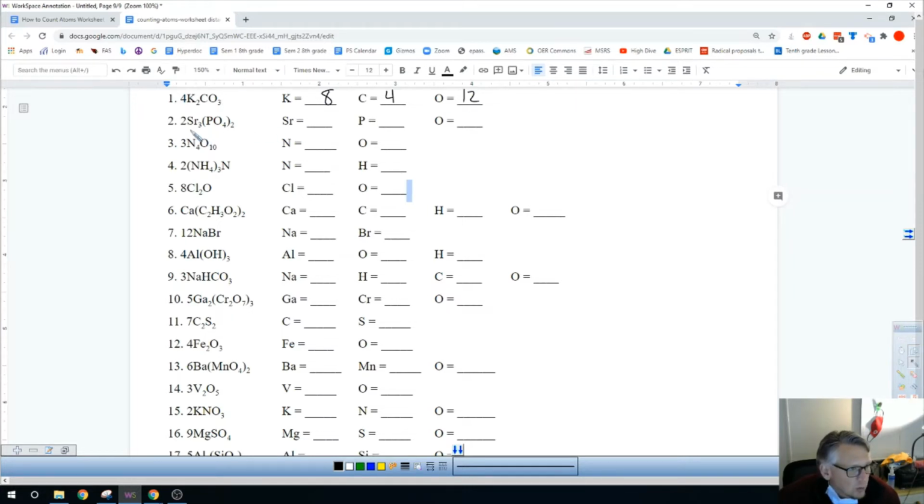Okay, so we have 2 molecules of Sr3(PO4)2. So Sr3, strontium, we have 3 times 2 is 6. P is inside the brackets. So 1 P times 2 is 2, times 2 is 4. O is inside the brackets. So 4 times 2 is 8, times 2 is 16.